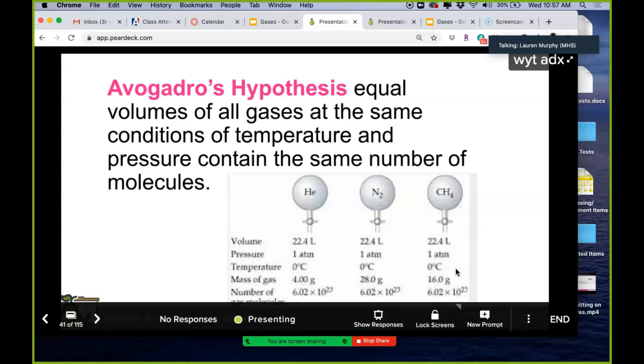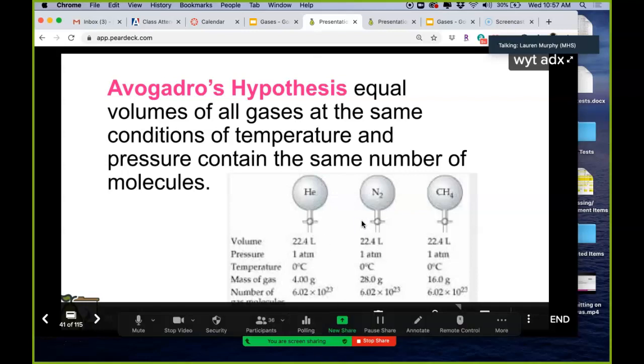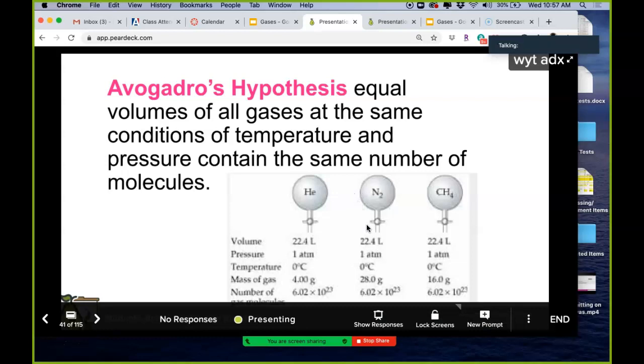The only thing that's different is their masses. They still occupy the same amount of space, though, regardless of the fact that their masses are different. Their molar masses are different. Okay?